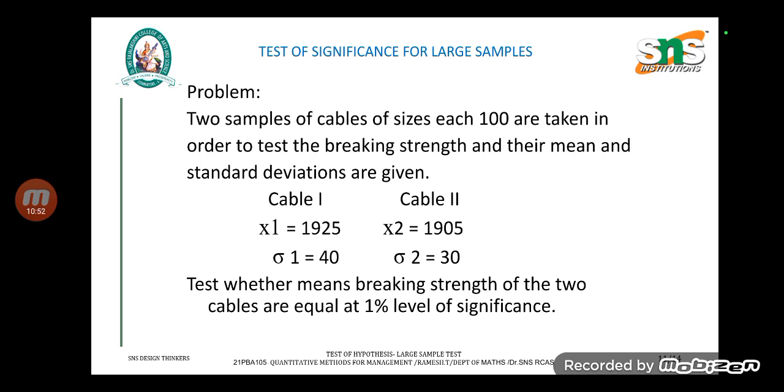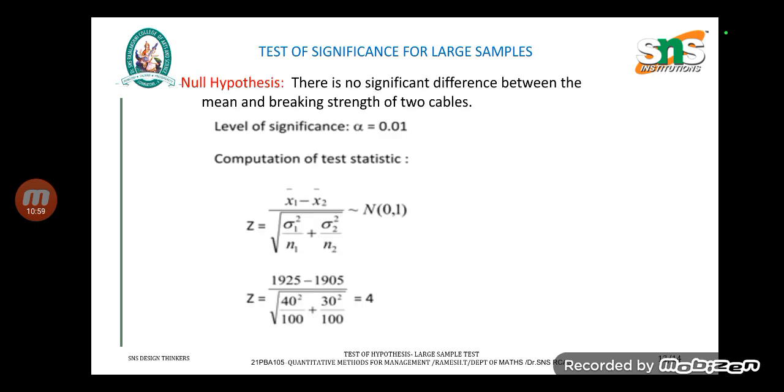From the given data, we test whether the mean breaking strengths of the two cables are equal at the 1% level of significance. Here there are two different means, two different standard deviations and two different sample sizes. First we state the null hypothesis: there is no significant difference between the mean breaking strengths of the two cables. The level of significance is 1%, that is 0.01.